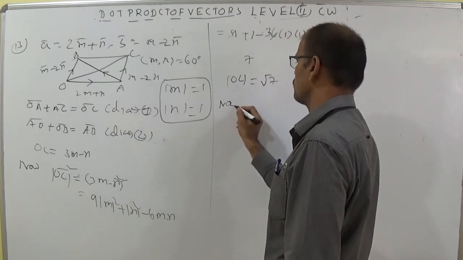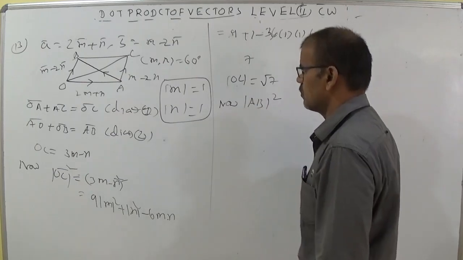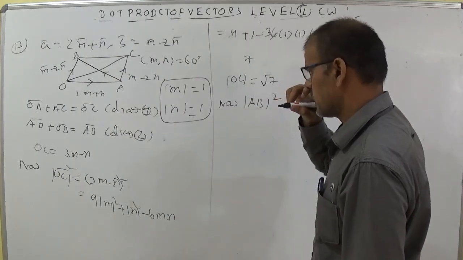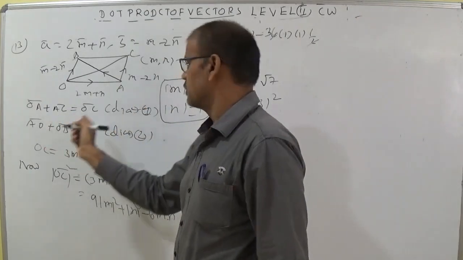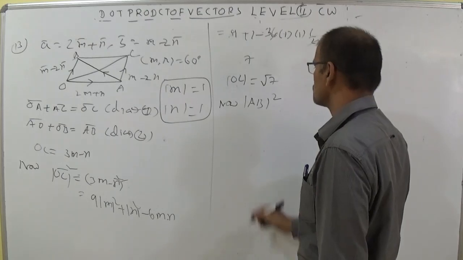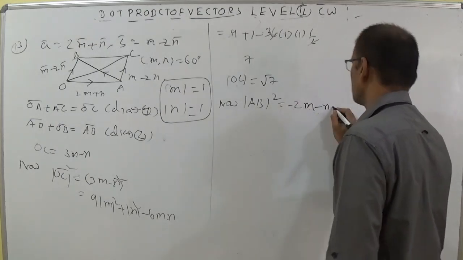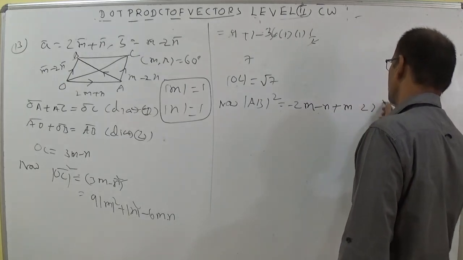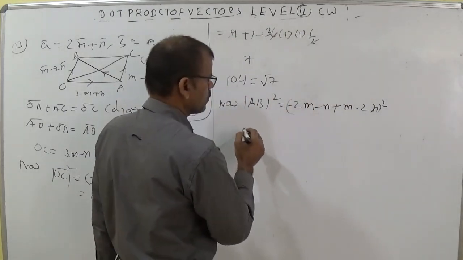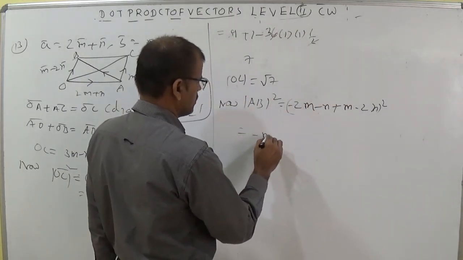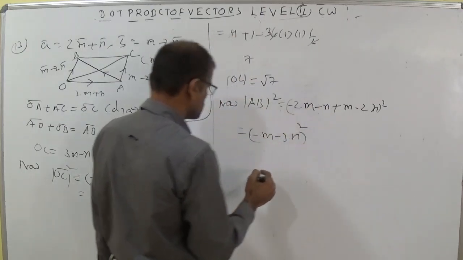One diagonal completed. Now let us discuss the AB diagonal. What is the value of AB? First let us use this property. AB becomes this side, direction changes. Minus 2m I am writing here. Minus 2m minus n plus m minus 2n, whole square. What is minus 2m plus m? You can write here minus m minus 3n, whole square.